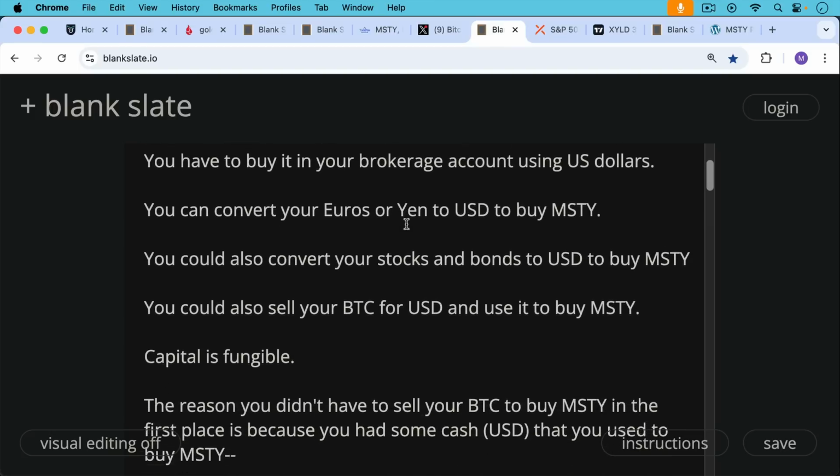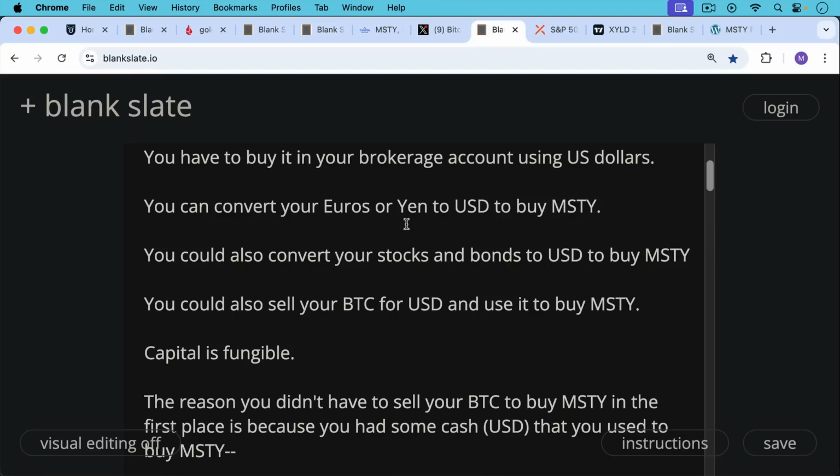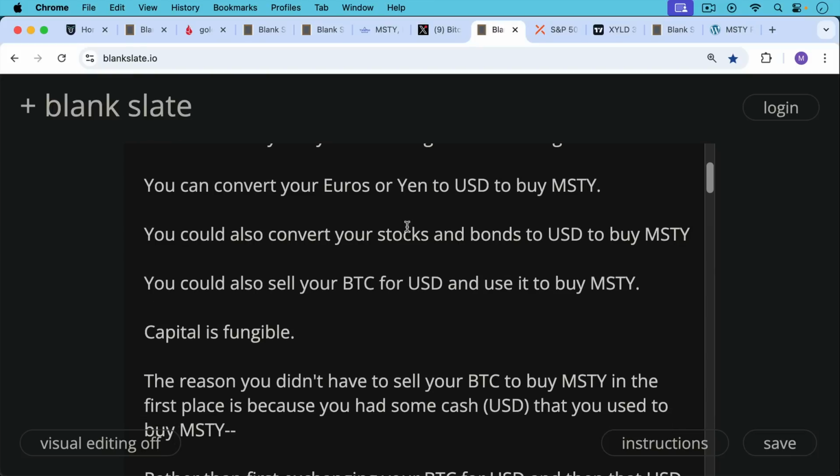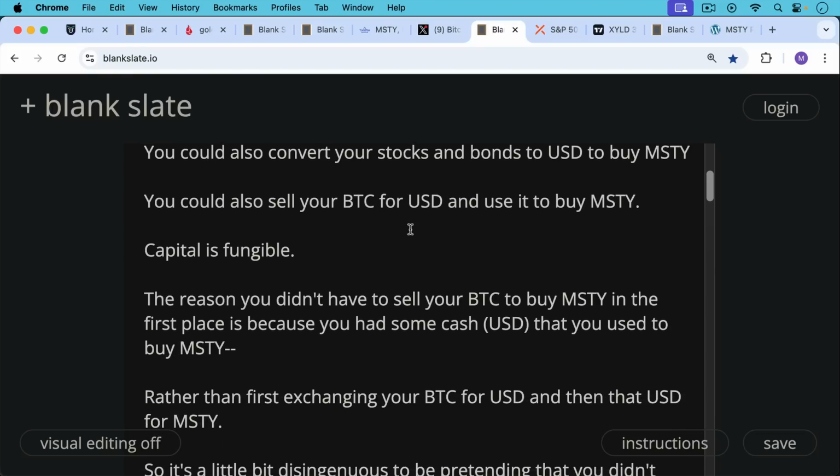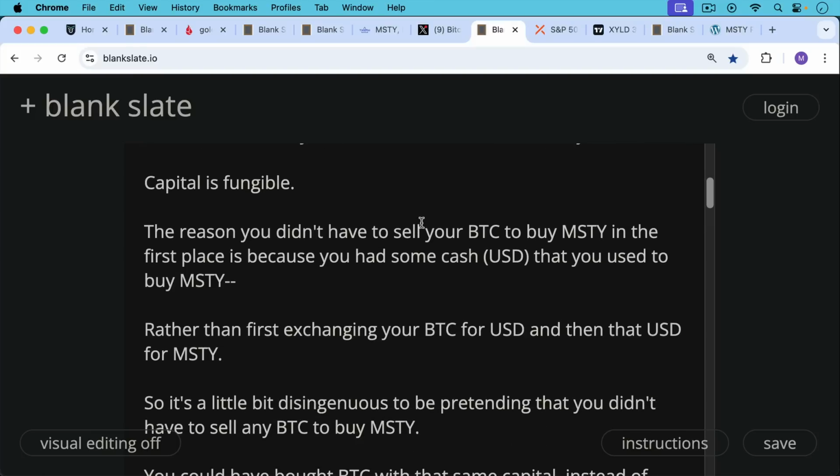The thing is, capital is fungible. And the real reason you didn't have to sell your Bitcoin to buy MSTY, as it says in the cartoon, in the first place, is because you had some cash, you had some US dollars that you used to buy MSTY, rather than first exchanging your Bitcoin for US dollars and then those US dollars for MSTY.